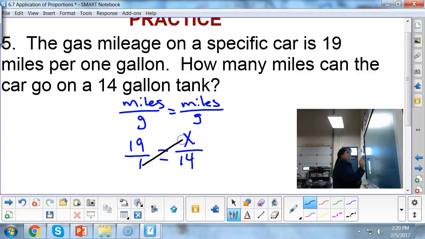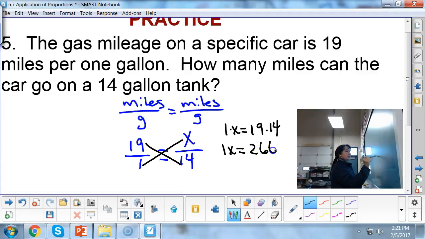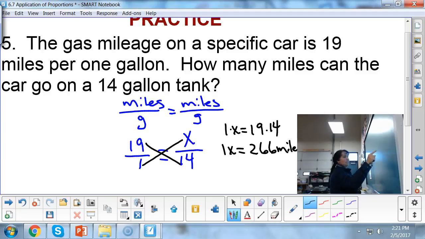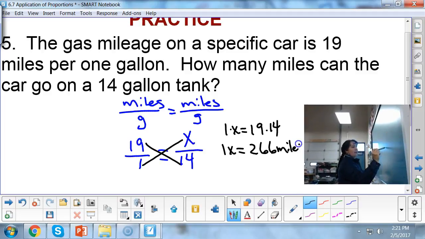And we're going to solve it the same way we've solved all of them. We're going to cross multiply. We have 1 times x is equal to 19 times 14. Okay, so 1x or x is equal to 19 times 14, and I get 266 miles. Put an S right there. 266 miles.